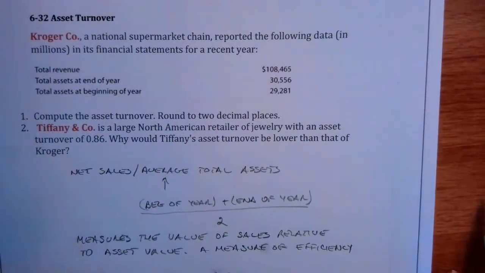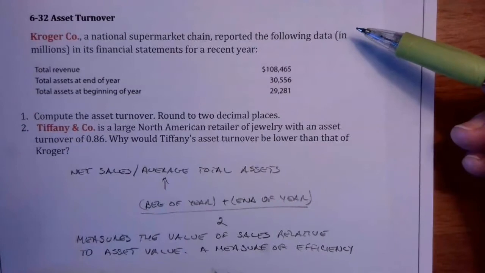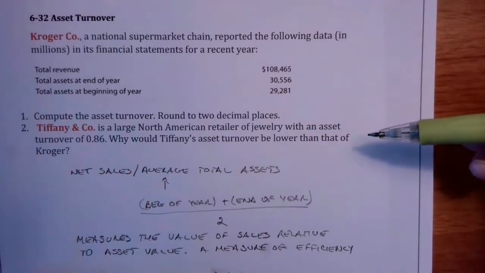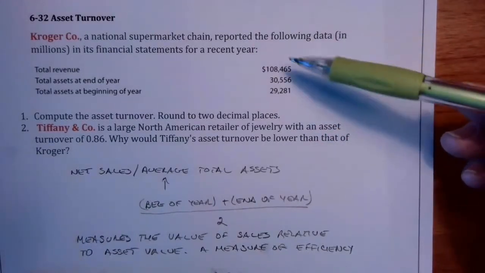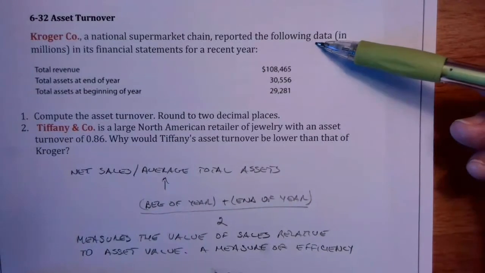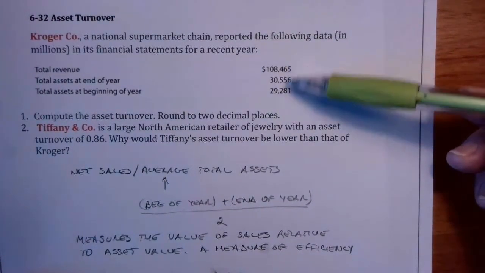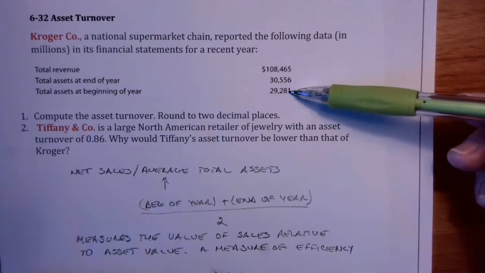Okay, this is the last one. This is just a brief presentation on asset turnover, and it's one of the ratios that we use to analyze how a company's really doing. And this is looking at Kroger, which is a national supermarket chain, and they've got this data. They gave us total revenue and then assets at the beginning of the year and end of the year.